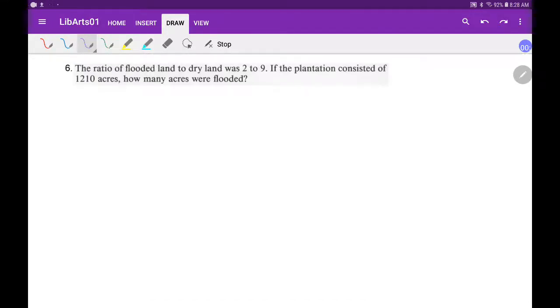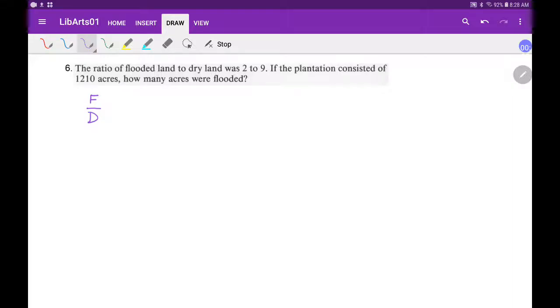The ratio of flooded land. The ratio. What's a ratio? It's a fraction. The ratio of flooded land to dry land. So I always like to write this out. Flooded land to dry land. I pick out two letters that help me remember.